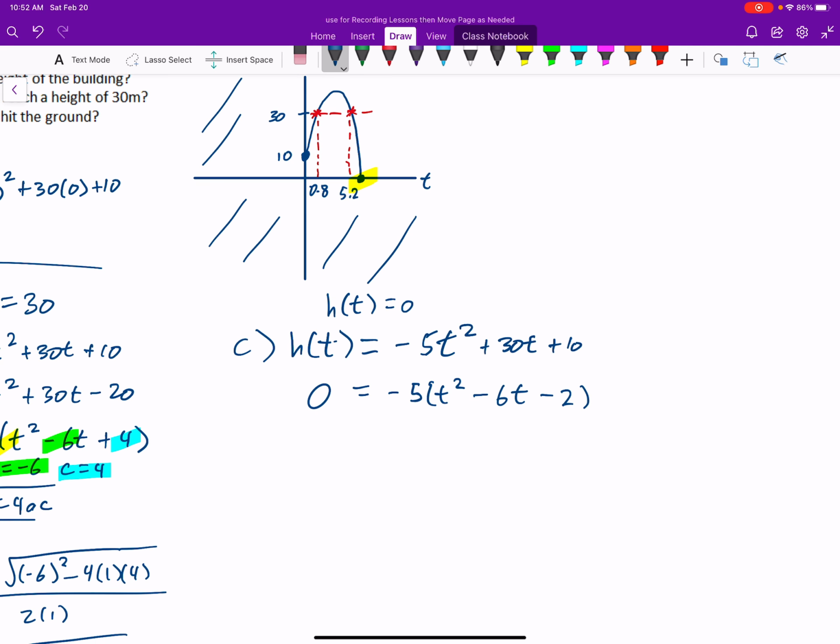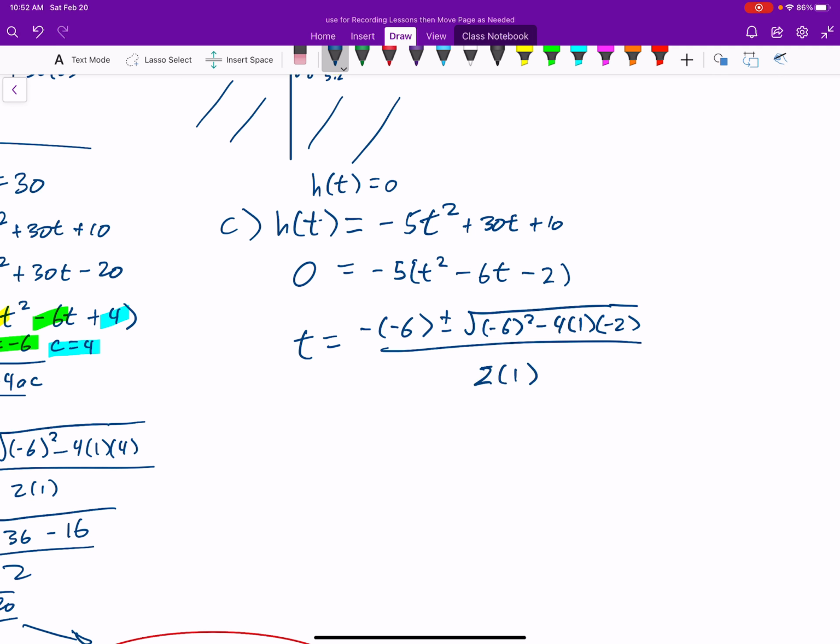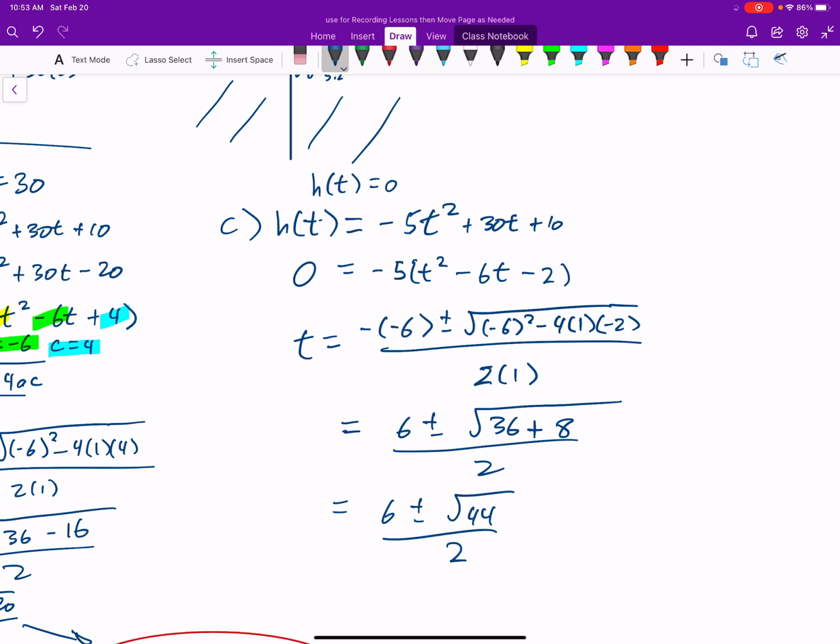And again, sadly for me, it does not look factorable, so I'm going to have to go back to the quadratic formula. So let's just jump in. Negative 6 plus or minus the square root, negative 6 squared minus 4 times a, which is 1, times c, which is negative 2 this time, all over 2 times 1. And that's going to be 6 plus or minus the square root of 36 plus 8 all over 2. 6 plus or minus the square root of 44 all over 2.